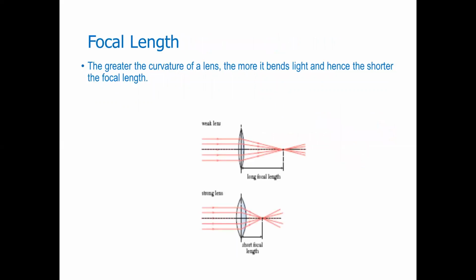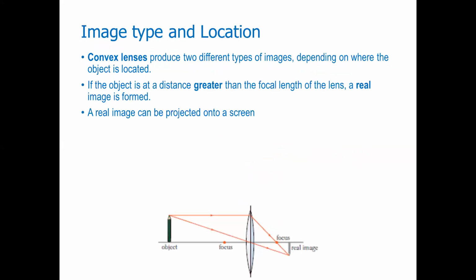The greater the curvature of the lens, the more it bends light, and hence the shorter the focal length. So here the figure shows the same thing. In the first figure, the curvature is small, so the focal length is high. And in the second case, the curvature is high, so that's why the focal length is shorter.